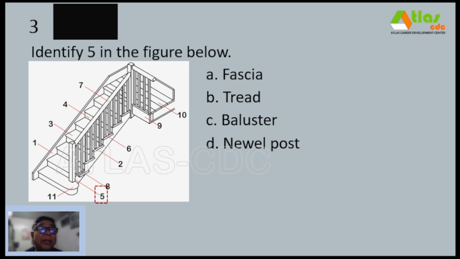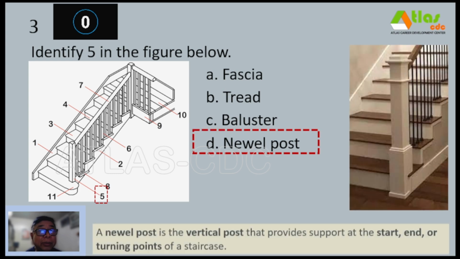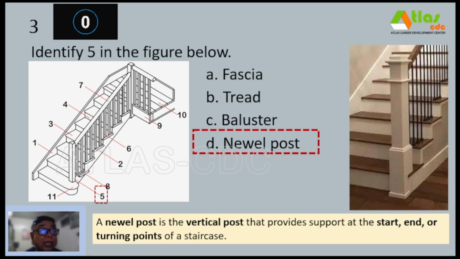Number 3. Identify 5 in the figure below. A. Fascia. B. Thread. C. Baluster. And D. Newel post. And our correct answer is letter D, newel post. So a newel post is the vertical post that provides support at the start, end, or turning points of a staircase. Kasama ito sa newel post.